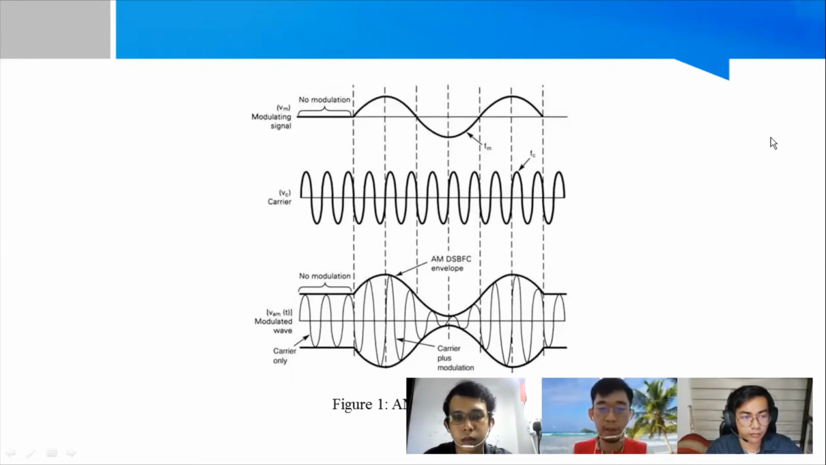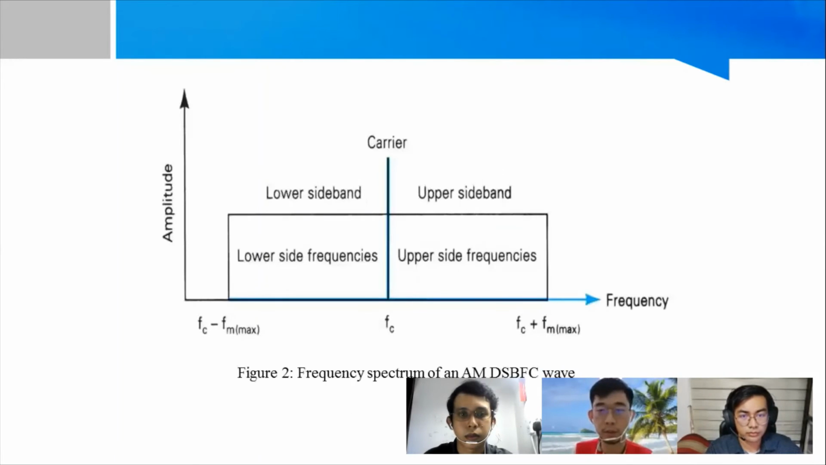Okay, this one is the AM generation. You can see the AM double sideband full carrier, the envelope. Okay, next slide. This one is the frequency spectrum of an AM double sideband full carrier wave. Okay, next one.